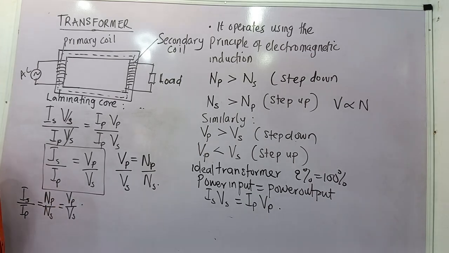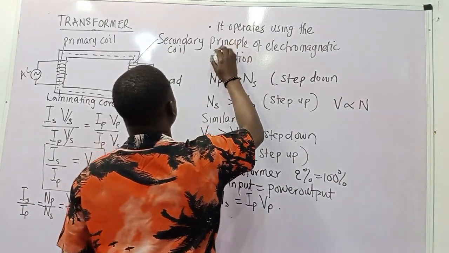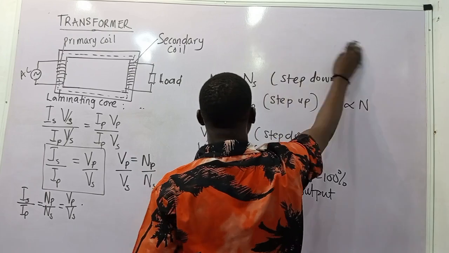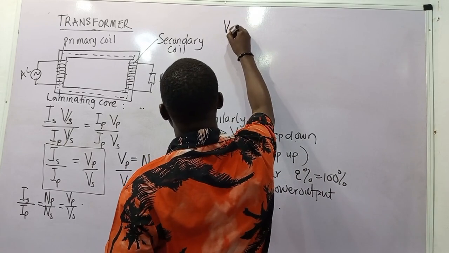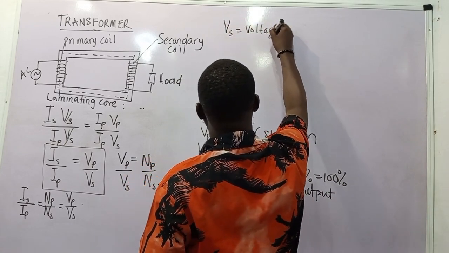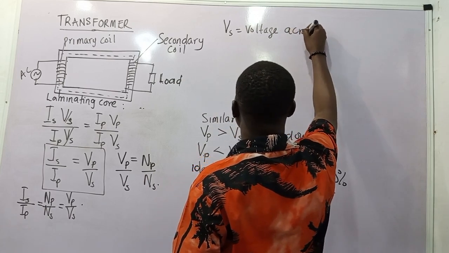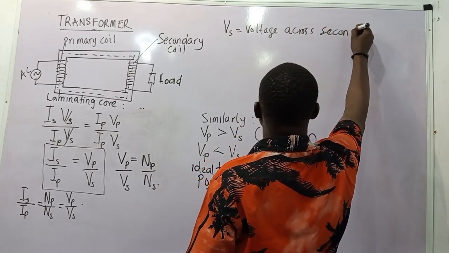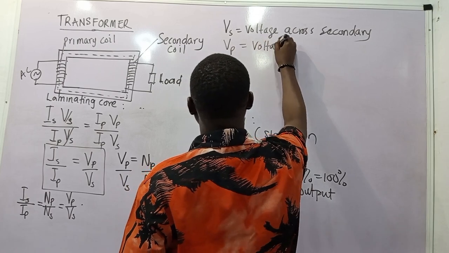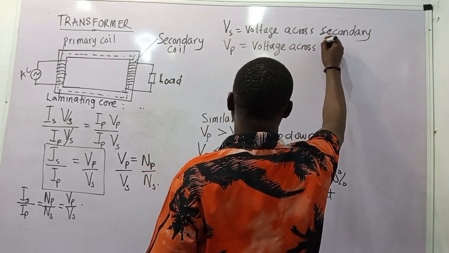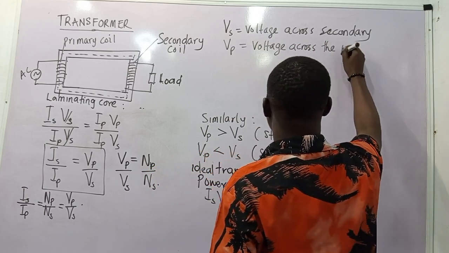Now, having gotten that, we understand that the Vp that we have gotten is the voltage across the primary. Don't forget, Vp is the voltage across the primary and Vs is the voltage across the secondary. So Vs is the voltage, the potential difference, across the secondary, while Vp is the voltage or potential difference across the primary.